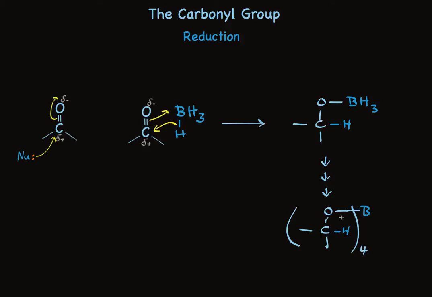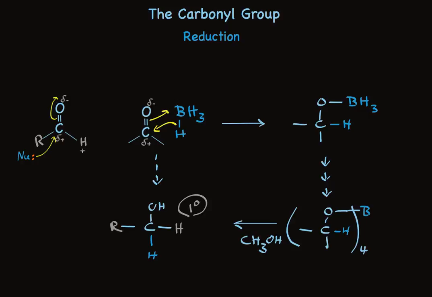The only practical reason for noticing that this happens 4 times is that you really only need to use 1/4 of the reducing agent in the lab on a molar basis. And in a protic solvent like methanol, which is typically used, this complex comes apart to release the alcohol. So overall, it's a simple 1,2-addition to the carbonyl group. If we start with an aldehyde, we end up with a primary alcohol. If we start with a ketone, we'll have an alkyl group here, and this will be a secondary alcohol.